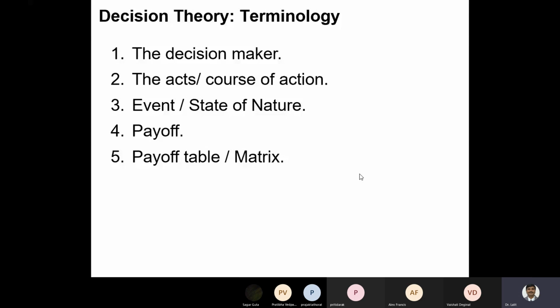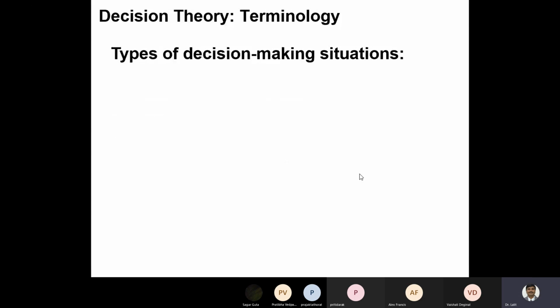So if we represent this payoff in a matrix form or table form, then we get a payoff table or payoff matrix, right? Now, there are different criteria to determine which decision is to be selected, and the payoff matrix or payoff table is used to determine which decision is to be taken. Now, there are different types of decision making situations.